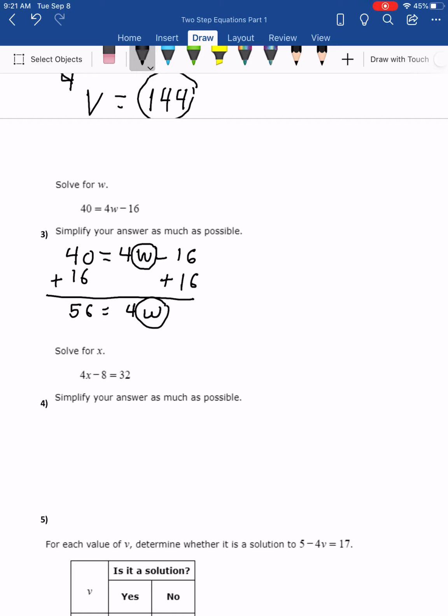Now we need to get rid of this 4. We're going to divide each side by 4. 56 divided by 4 is 14. And on the other side, these will cancel, and it is equal to w.